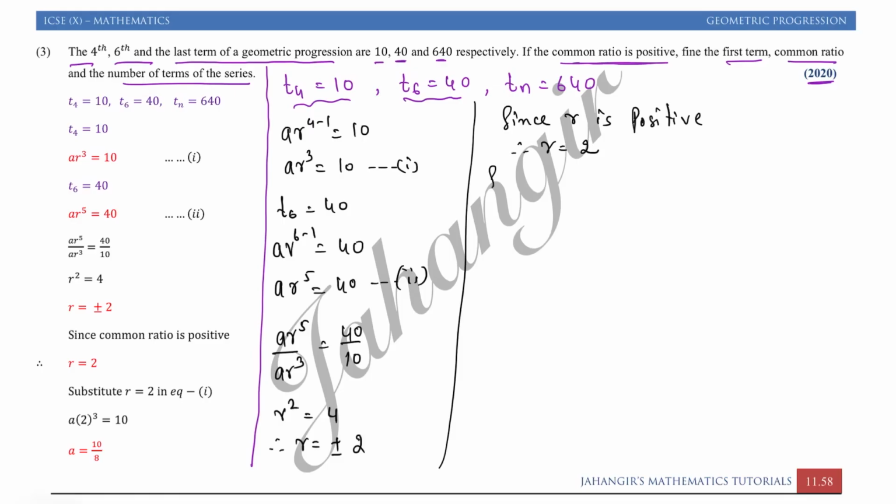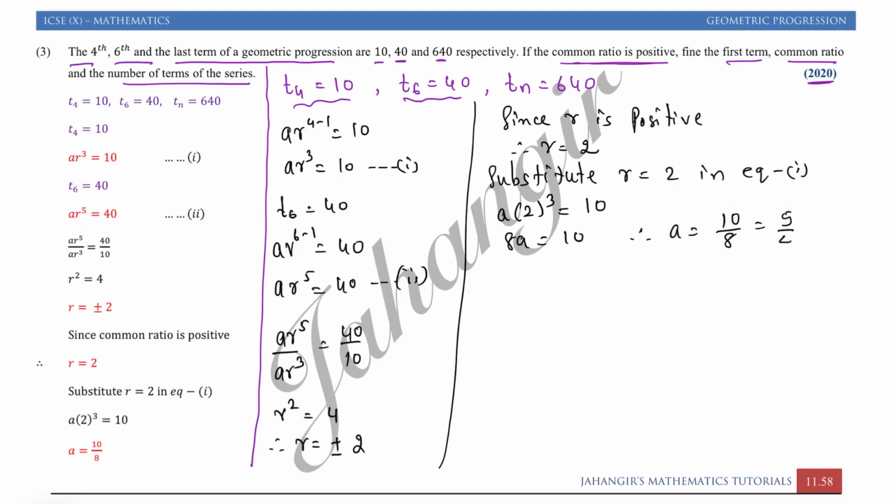So now we will substitute r is equal to 2 in equation 1. So we will just substitute a into r, that is 2 cube, is equal to 10. 8a is equal to 10. So therefore a is equal to 10 upon 8, that is 5 by 4. We get the value of a.